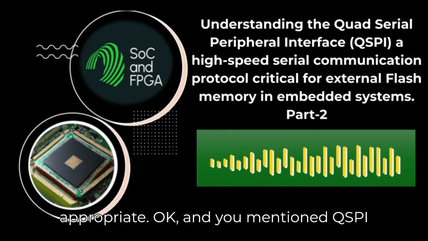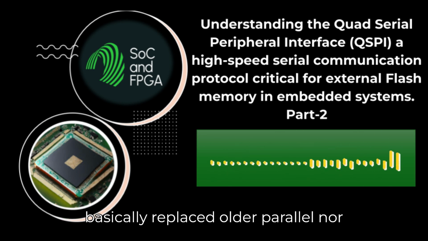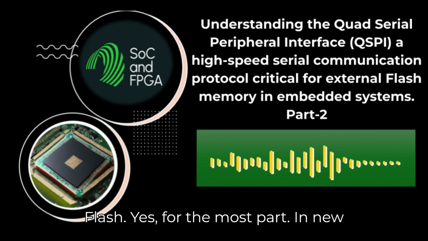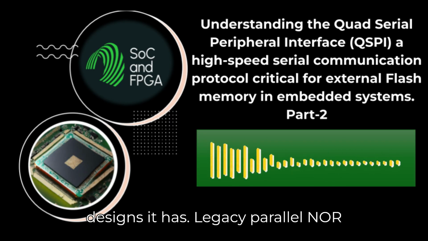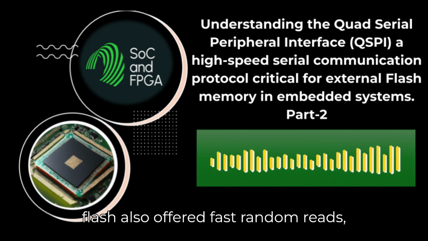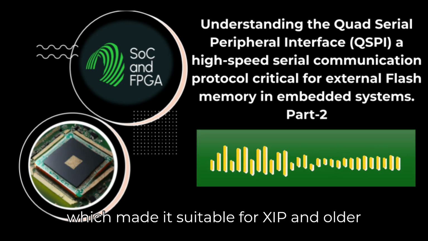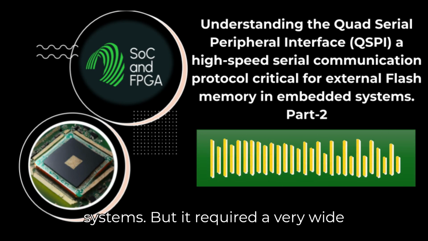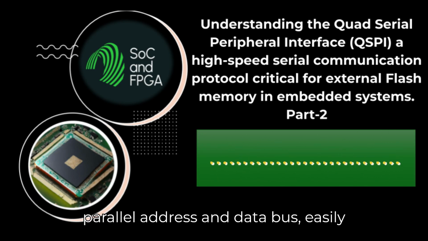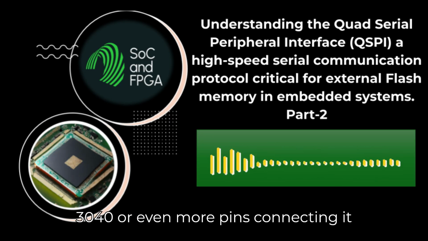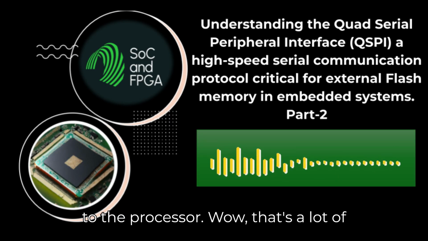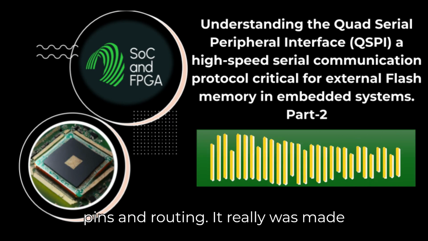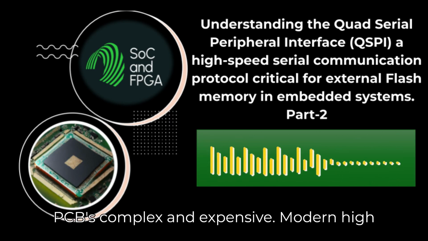Okay. And you mentioned QSPI basically replaced older parallel NOR flash. Yes, for the most part, in new designs, it has. Legacy parallel NOR flash also offered fast random reads, which made it suitable for XIP in older systems, but it required a very wide parallel address and data bus, easily 30, 40, or even more pins connecting it to the processor. Wow, that's a lot of pins and routing. It really was. Made PCBs complex and expensive.